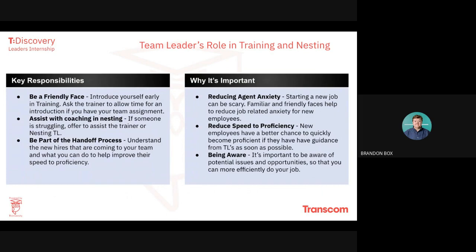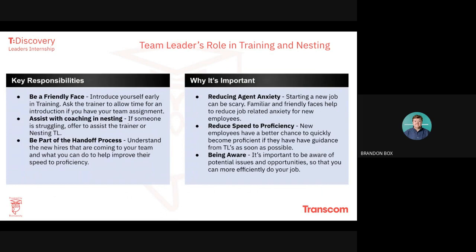Number two is really focused on the employer rather. So reduce speed to proficiency. New hires and new employees have a better chance to become proficient if they have guidance from TLs as soon as possible. They build trust with you in training if you introduce yourself in training. They continue to build that trust with you in nesting if you introduce yourself in nesting.